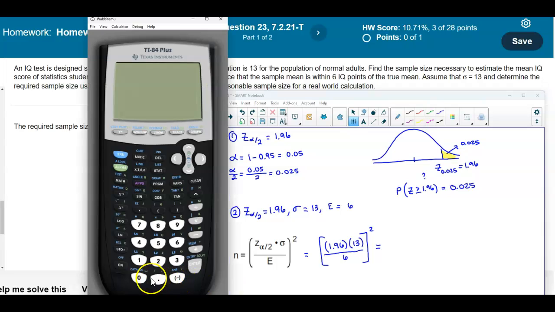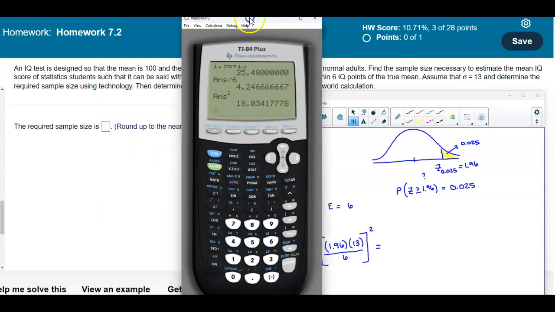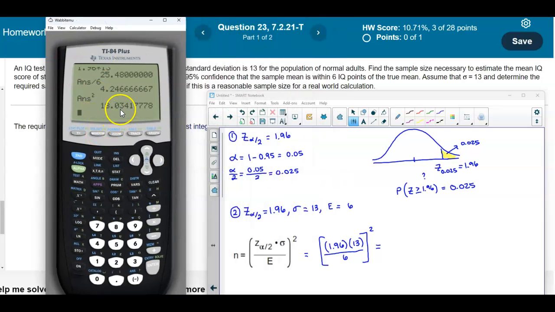So let's go ahead and calculate that. We have 1.96 times 13, and then we divide that by 6, and then we square that result. That gives us 18.03. Now they want us to round up to the nearest integer. So we need to round that up to 19.